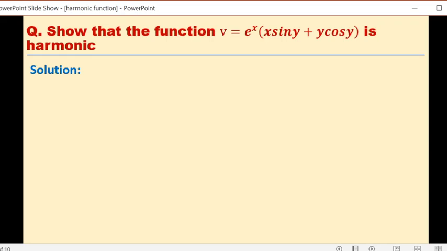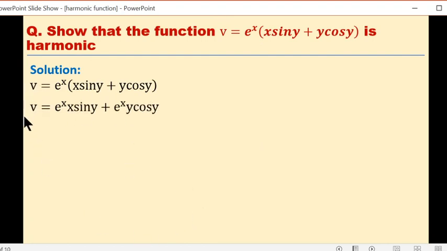Show that the function v equal to e raised to x into (x sin y plus y cos y) is harmonic. So harmonic reminds us of what? The Laplace equation. Okay, so this function is given as v. To begin with, first we open the bracket, so we get v equal to e raised to x into x sin y plus e raised to x into y cos y. So now this is the simplified form of the function. Okay, so we have to show that v satisfies the Laplace equation.